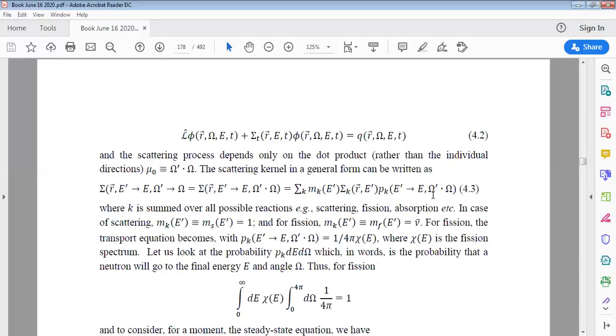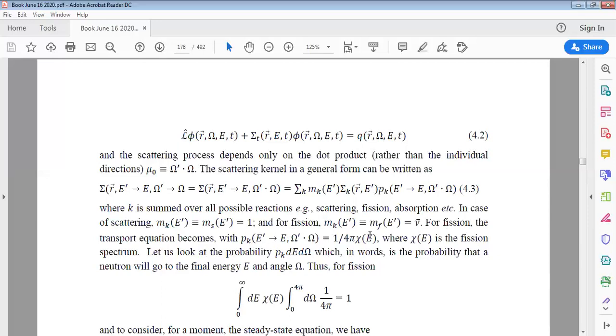So look at this M over here. Now M includes everything possible. It includes scattering, which means elastic and inelastic. It includes absorption, it includes fission, and is defined in such a way that if it's the scattering term, then it's the value one. If it's fission, then it's the value nu bar, where nu bar can be 2.5, can be 2.6 for uranium. So it's the average number of neutrons emerging from a fission. So for fission, the other thing that you've got to include in the PK is the fission spectrum, chi of E. In other words, how many of these neutrons emerging from fission, which are actually high energy neutrons, are going to the energy of interest, which is E?